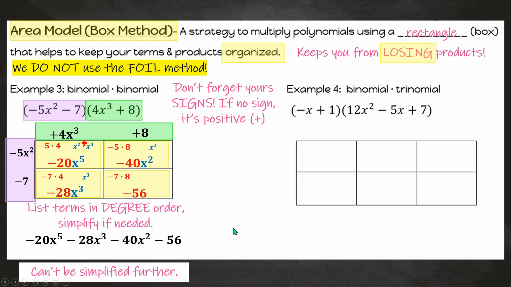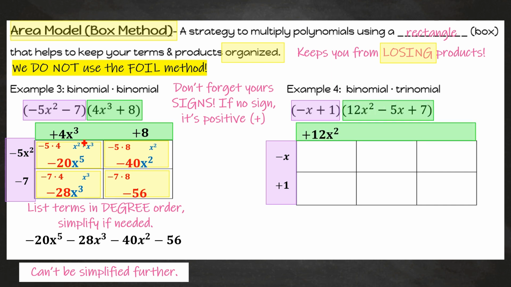All right, moving on to example 4. We have a binomial multiplied by a trinomial. So we're going to take this first binomial, -x and +1, and set it up along the left side of our area model. And then we have 12x squared minus 5x plus 7 that we're going to set up along the top of our rectangular box or area model.